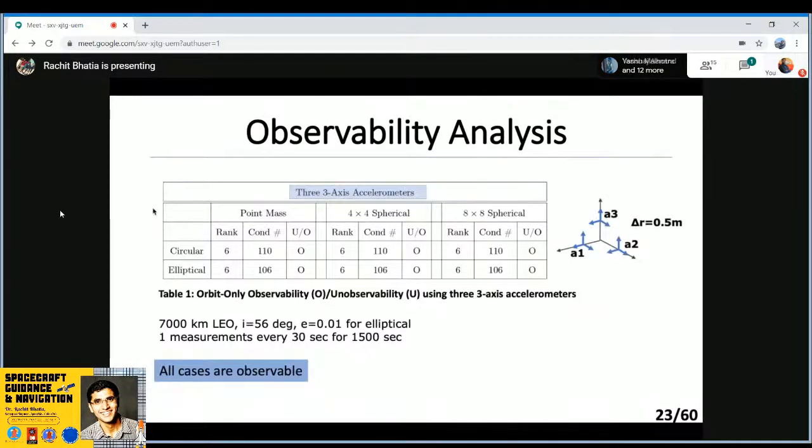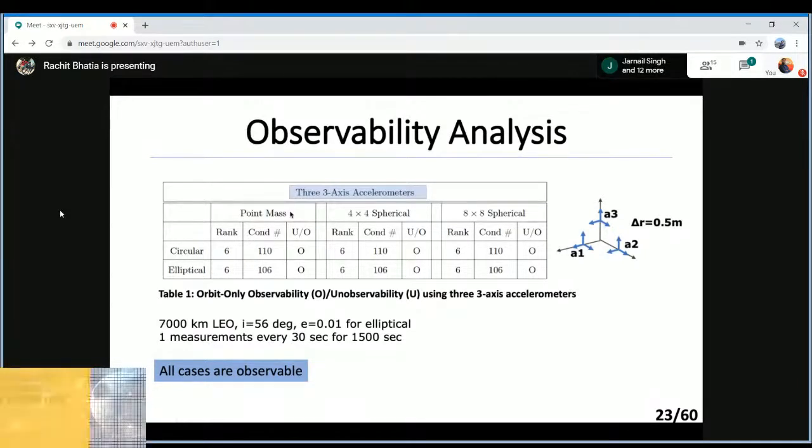Now I present you the result. So what I did over here is I have a 3-axis accelerometer. If the spacecraft is in a circular orbit, then I get full rank. If it is in elliptical orbit, then I get a full rank. And this point mass, 4x4, 8x8 are different gravity models. So the gravity model that I fed into the system is either uniform gravity, which is point mass.